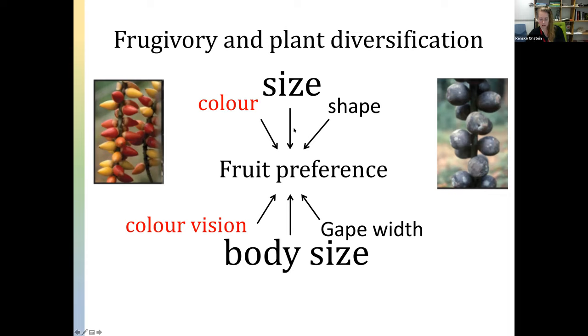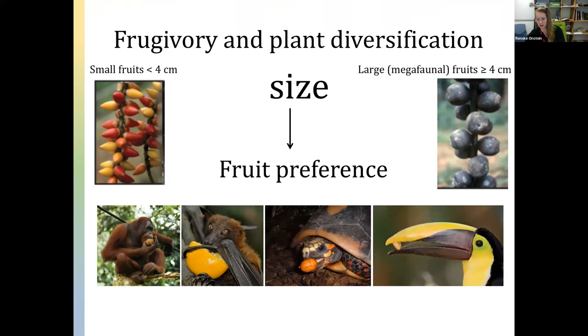The size matching is one of the most prominent interactions, because the size of the fruit limits who can feed on it, because you need a gape width large enough to swallow the fruits and seeds. And this means that if we compare small fruited plants, so relatively small, smaller than 4 centimeters, we can see a wide range of frugivores feeding on those, like small-bodied mammals, bats, birds, etc.